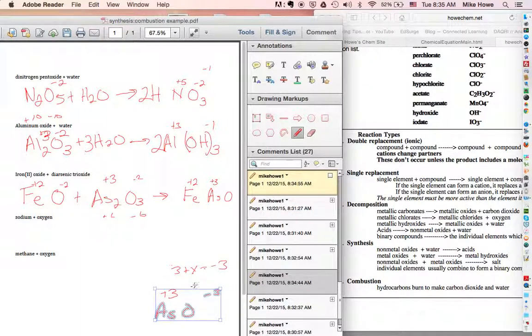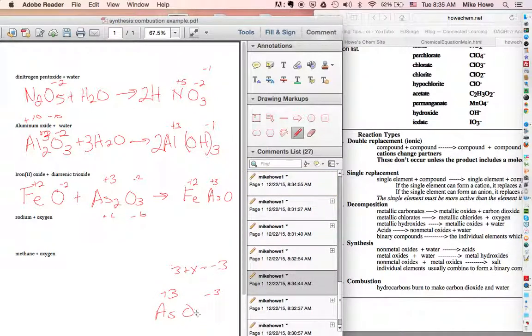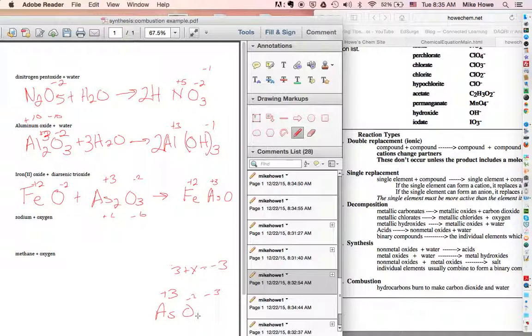We know that each oxygen is -2, right? So if each oxygen is -2, then we're going to have 3 oxygens to make -6. Let's check that out. 3 plus 3 times -2 makes -6. 3 times -2 is -6. Whoops, I meant to say -3. 3 plus 3 times -2 equals -3. So we have to have 3 atoms of oxygen. So we're going to put a 3 right there.